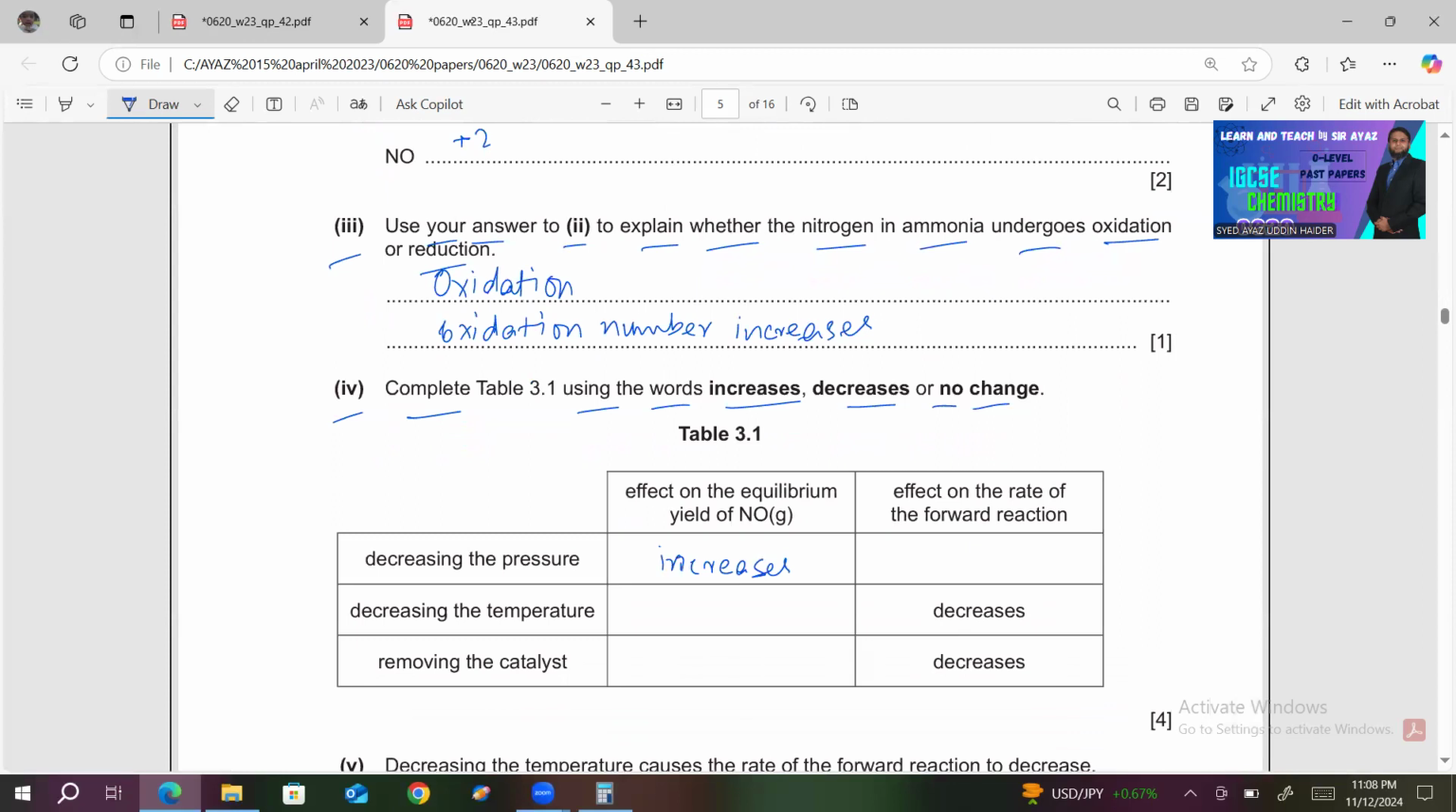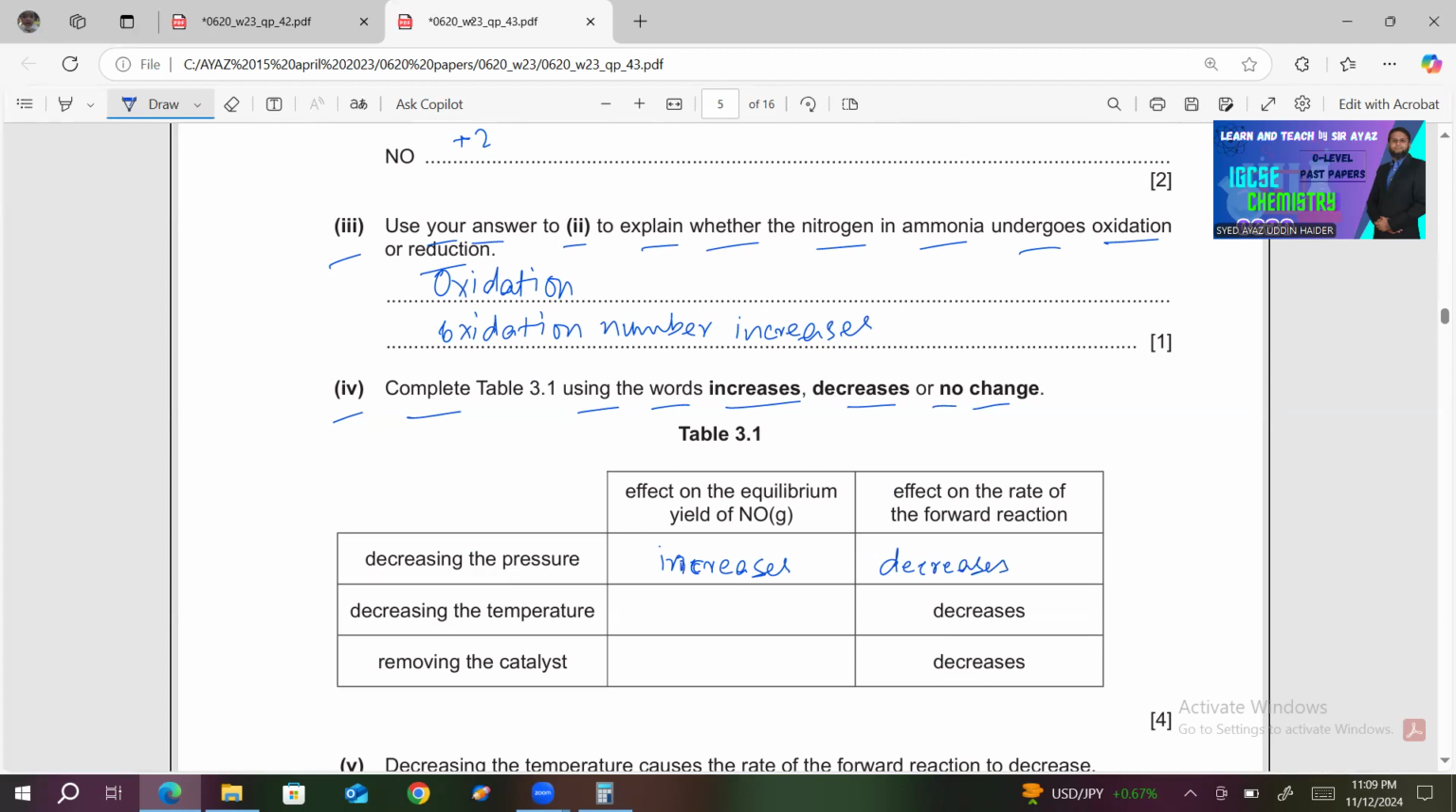Effect on the rate of the forward reaction. What will be the effect on the rate of the forward reaction? Decreasing the pressure decreases the rate of the forward reaction, so you'll write decreases. Because if you decrease the pressure, the distance between the gas particles increases and they will take more time to collide with each other. So the rate will definitely decrease.